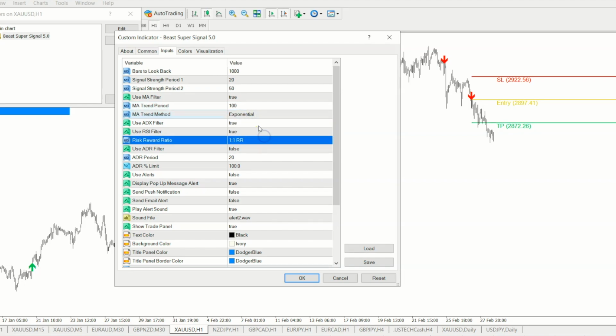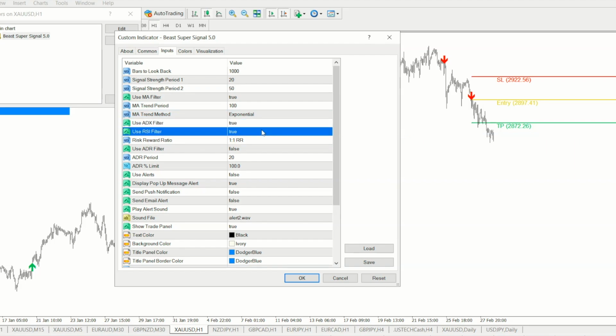It's up to you. The next two filters, which I've opened up and which were not visible before, are an ADX filter and an RSI filter. Again, these are all based on trends, because the primary function and one of the main logics of the Beast Super Signal is that it's a trend following indicator. It doesn't trade reversals and this kind of thing. It focuses on trading trends. So I like to have filters in place that go in line with the main overall trend that you're trading on.